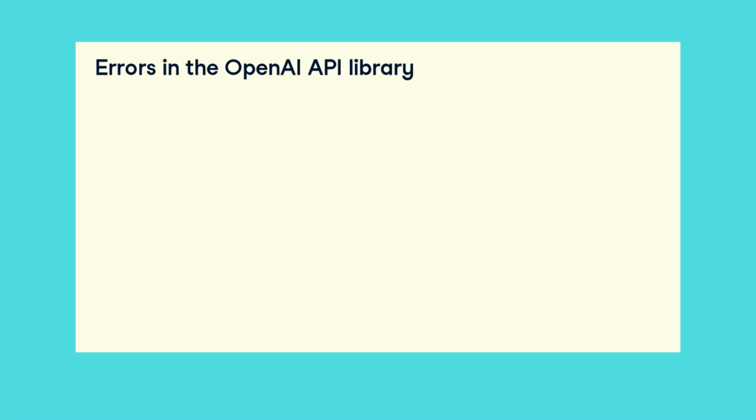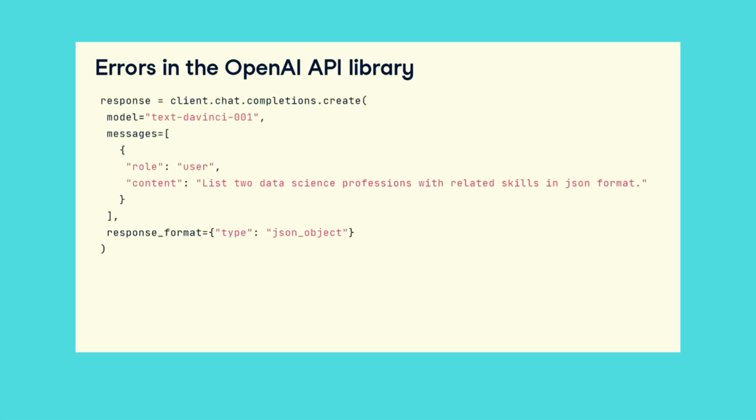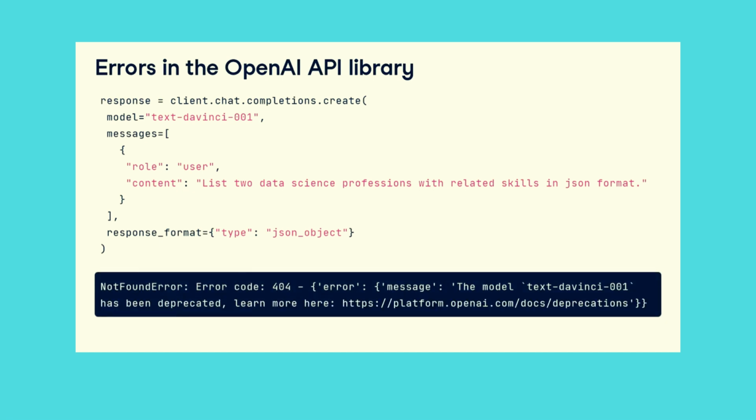For example, in the case presented here, our code uses correct syntax, but we have specified a model that is no longer supported, and so the function won't run. Errors such as this one can be handled in applications in such a way to minimize the impact on the end user.